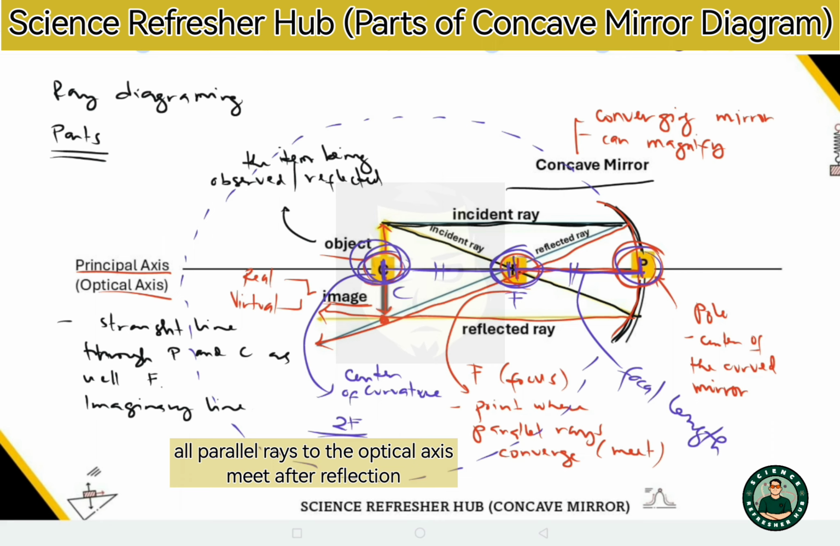Okay, so I hope you learned now the different parts of our mirror, the different symbols used in doing the ray diagramming. And I hope you learned something from this video. See you in my next video.